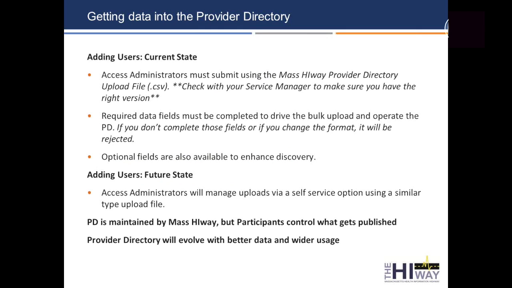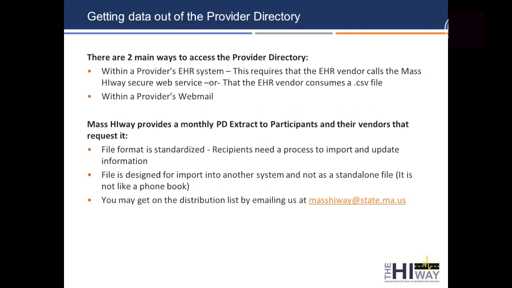And the other big point here is that the Mass HIway maintains it, but the participants really are going to control what gets published. You determine what you're going to represent as your destination addresses to the world. And there are opportunities to evolve that and make those changes over time to get it right. We expect that's going to take a little bit of time. Getting data back out. So how do you actually consume the provider directory?